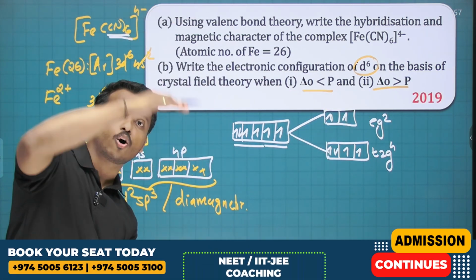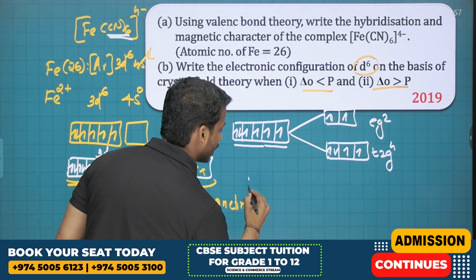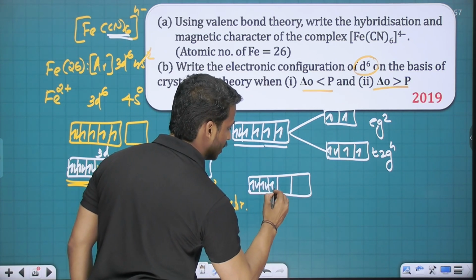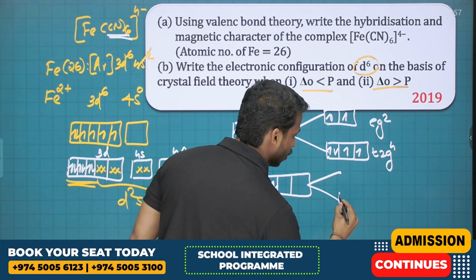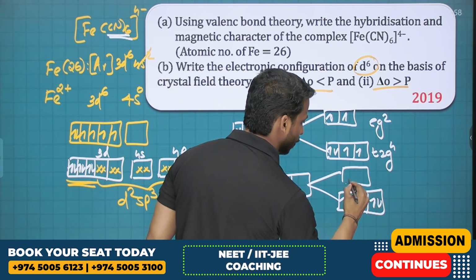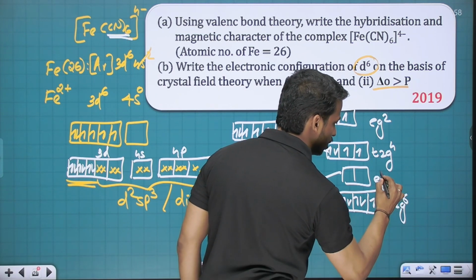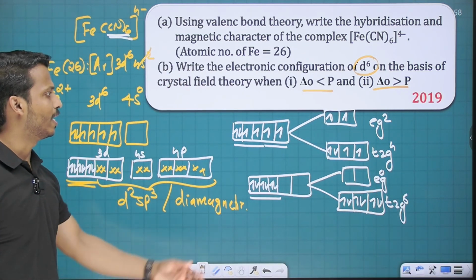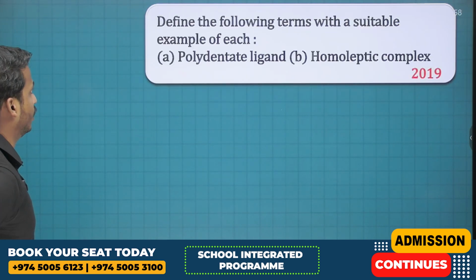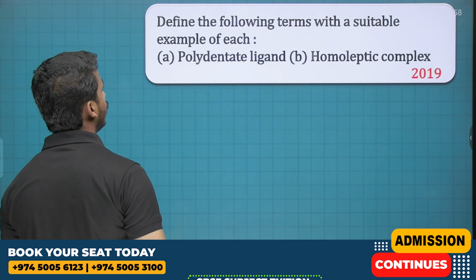Delta O greater. Delta O greater means there is a strong ligand. If there is a strong ligand, how do 6 electrons exist? They exist as 2, 4, 6. Now you break down: first 3 orbitals down, 2, 4, 6. Last 2 orbitals up. So this is t2g6 and eg0. Clear? So that is the way we can answer the crystal field theory question. t2g, eg.